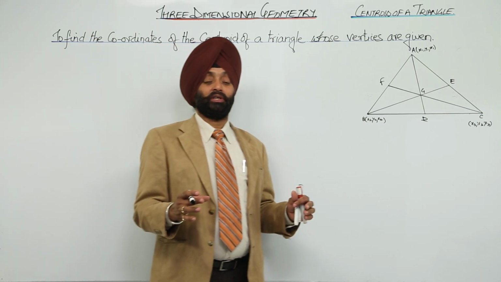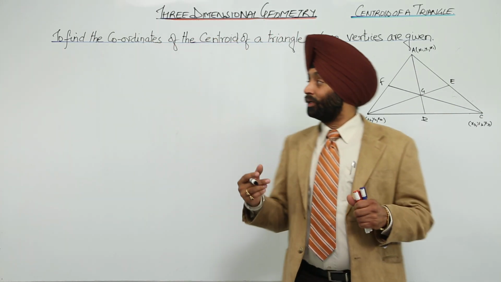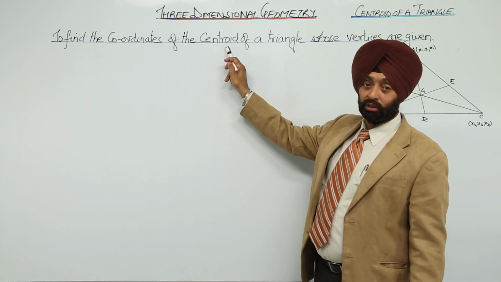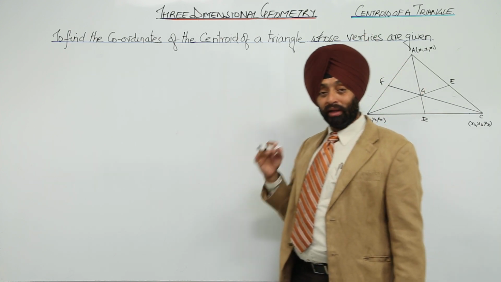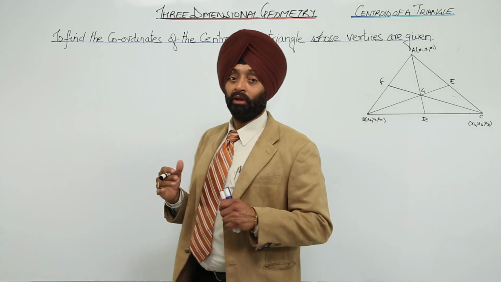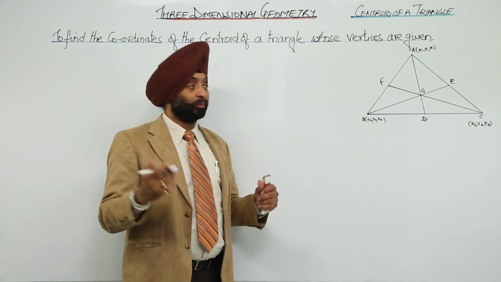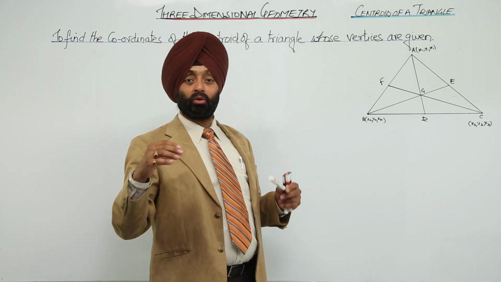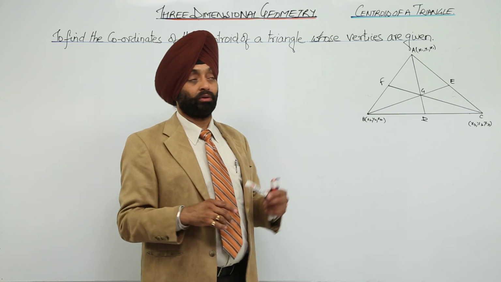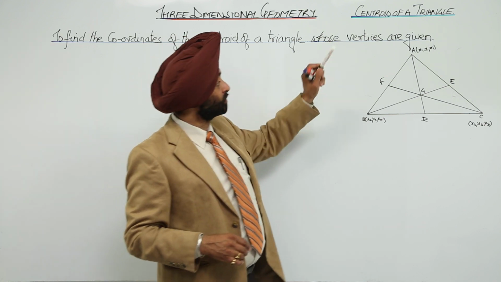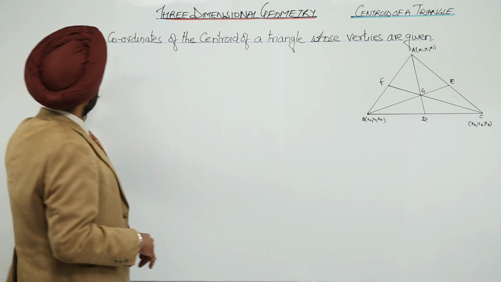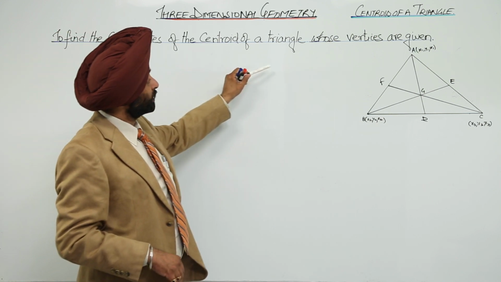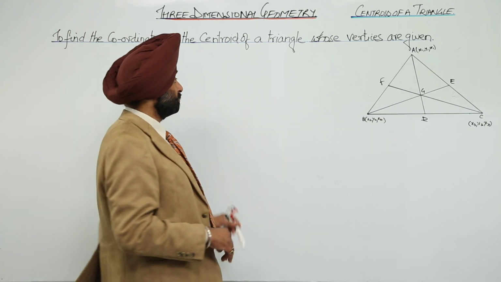Now, very simple concept, the term. What is it? Centroid. Okay. Now when a triangle is in space, space means what? In 3 dimensions. So then what will be the coordinates for the centroid of a triangle? Okay, so the topic is centroid of a triangle. Now to find the coordinates of the centroid of a triangle whose vertices are given.